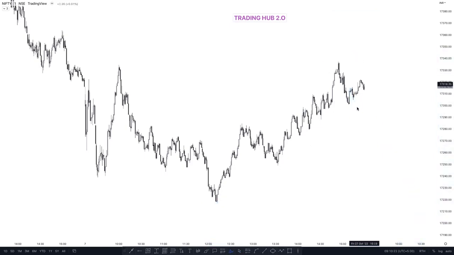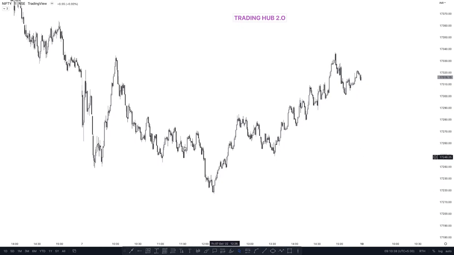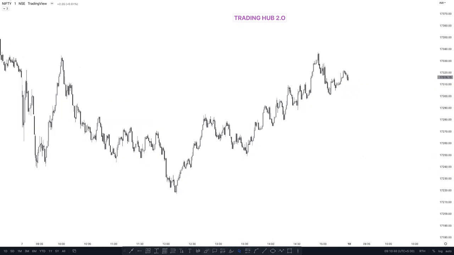This thing applies in every time frame, not just the 1 minute. You can forget the time frame and focus on structure, because the same thing applies in 1 minute, 5 minute, 15 minute, and 1 hour also. So in this case, look at this one.